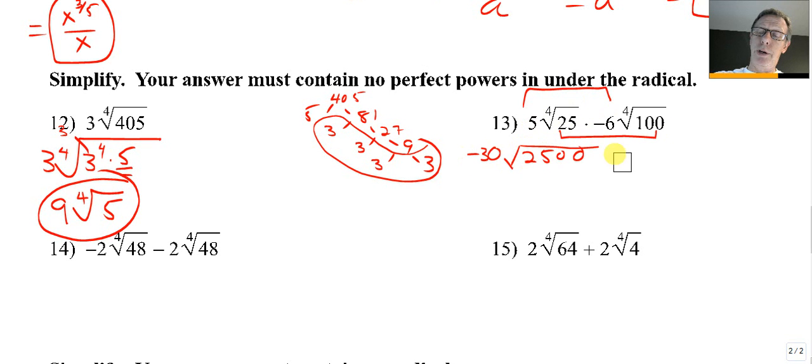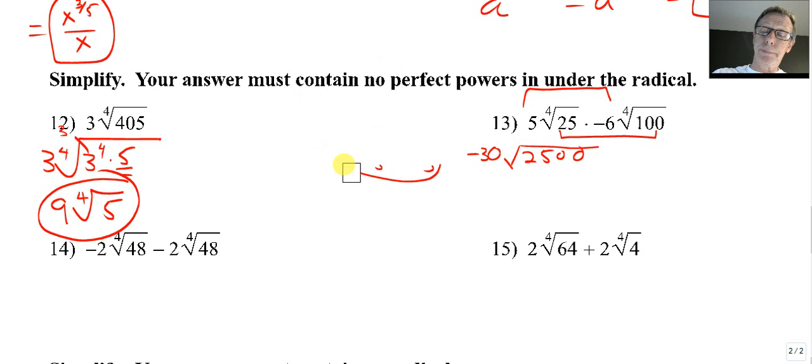So we're going to need to do a factor tree on 2,500 to see what factors it has. So let's go ahead and do that. I'm going to erase this one. So I have 2,500. Let's take out a 5. That would give me 500. Let's take out another 5. That leaves me with 100.